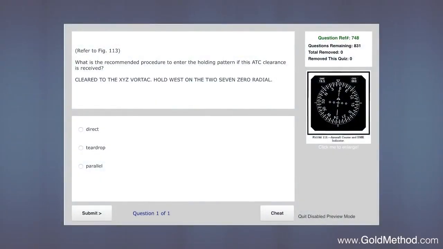What is the recommended procedure to enter the holding pattern if this ATC clearance is received? Cleared to the XYZ VORTAC, hold west on the 270 radial. First we look at the VORTAC and note that the question says to hold west. This is referring to the location of the inbound leg heading towards the VORTAC. So we will hold west of the VORTAC while using the 270 radial as our inbound leg. Since the clearance did not specifically mention which way to turn, we are to assume that the standard rate right turns are going to apply, meaning our holding pattern will look like this.